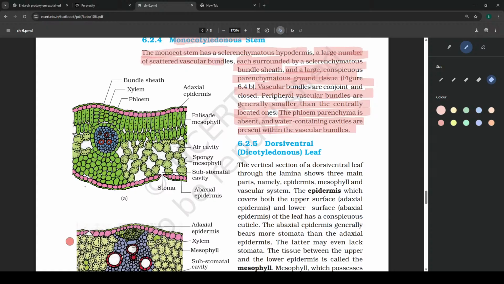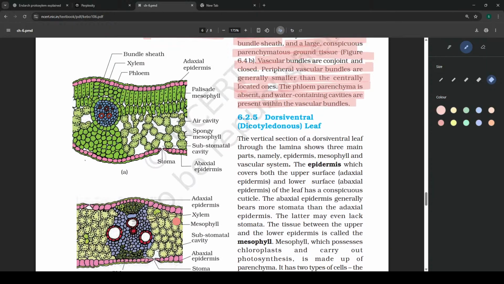The phloem parenchyma is absent, and water containing cavities are present within the vascular bundles. Phloem parenchyma is a kind of tissue involved in the complex tissue of phloem, and they do not give much detail about it, so I will not talk about it here either.